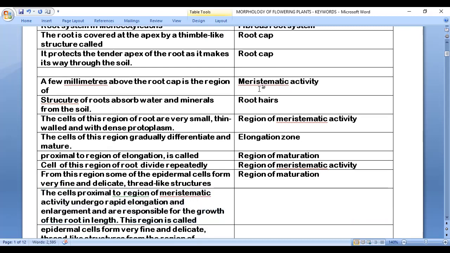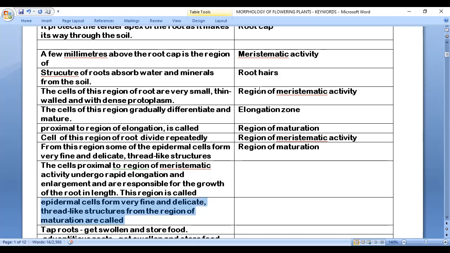The cells proximal to the region of meristematic activity undergo rapid elongation and enlargement and are responsible for the growth of the root in length. This region is called the region of elongation. Epidermal cells from the region of maturation form very fine and delicate thread-like structures called root hairs.